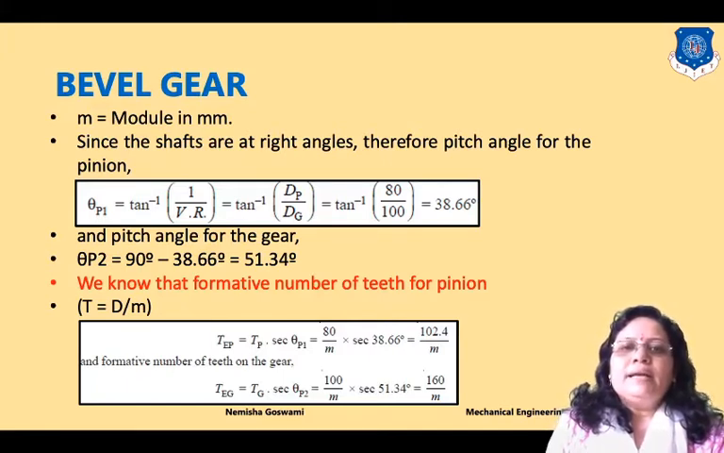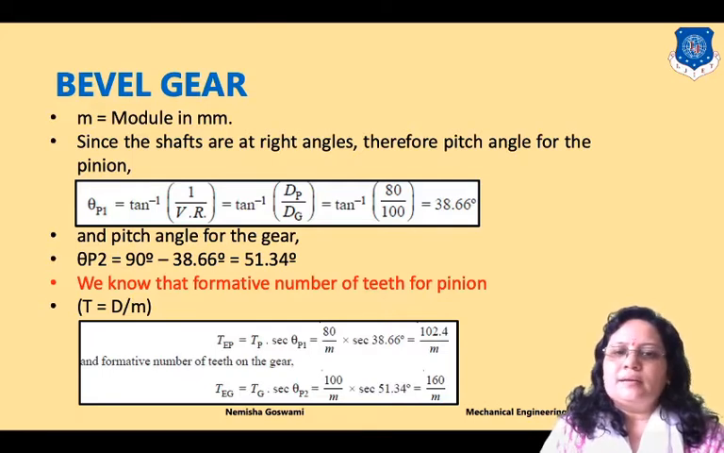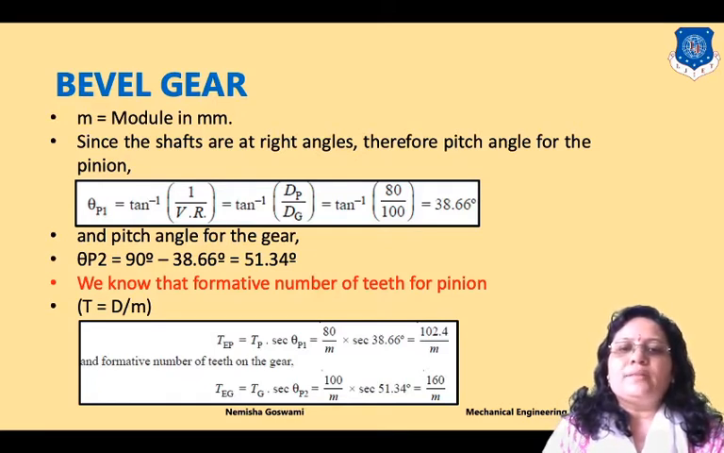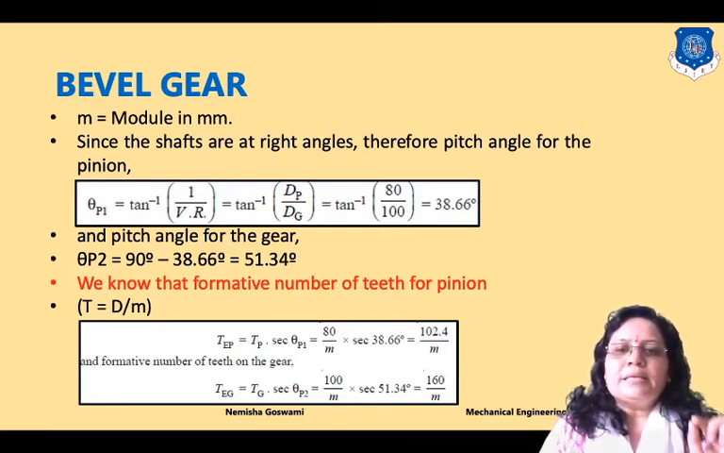Similarly, the formative or equivalent number of teeth on gear in the same way is equal to dG divided by M multiplied by sec of 51.34, because the pitch angle for gear was 51.34. So you will get these equations.